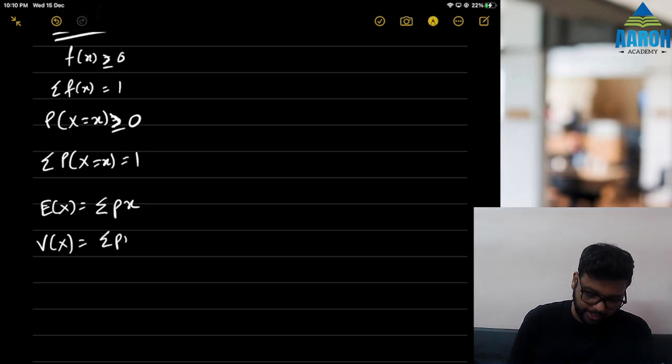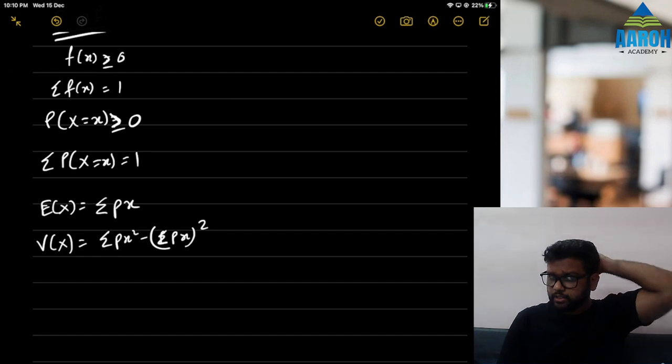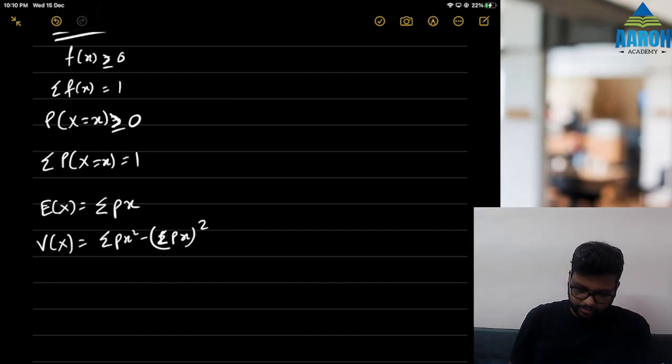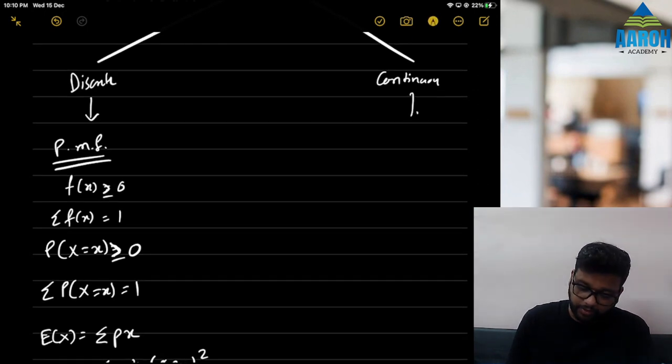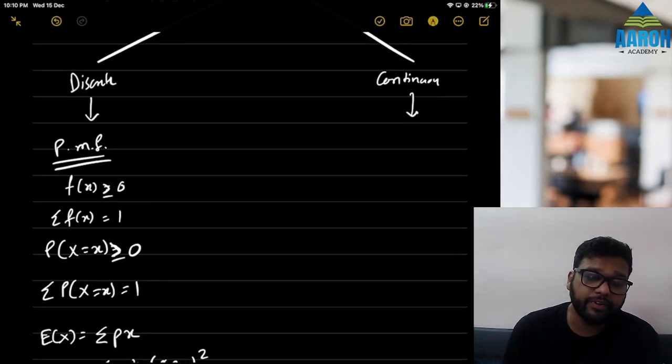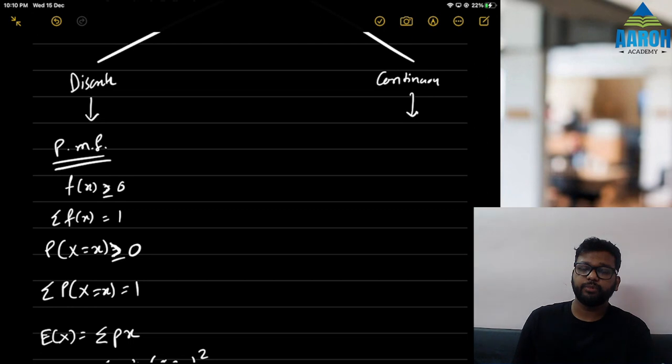So summation p x square minus summation p x bracket square, actually. Fine. So that is the variance, or we can write it as E of x square minus E of x whole square. Then for continuous variables, the function is not called PMF, it is called probability density function, PDF. Good. Correct.